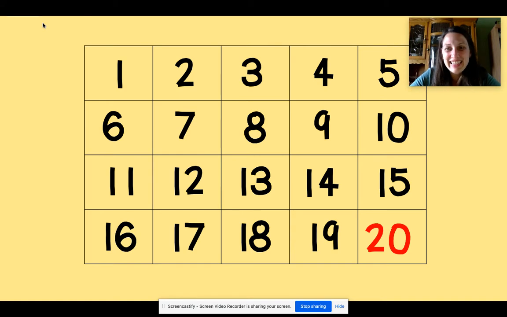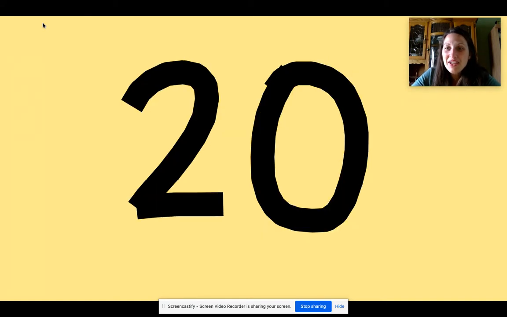It is an exciting day. So let's learn all about the number 20. The number 20 looks like this. It's a 2 and a 0.